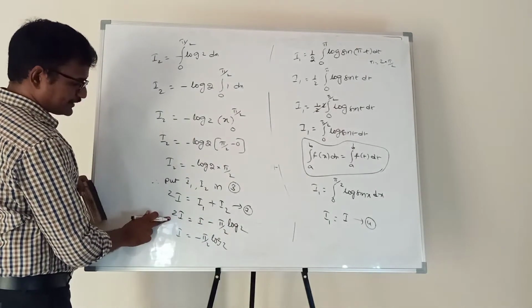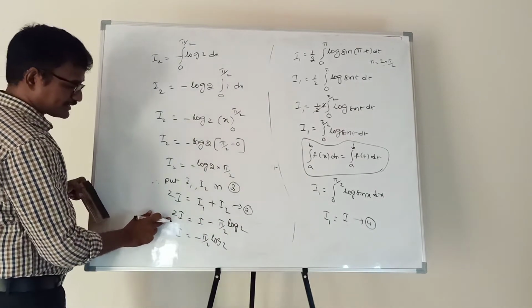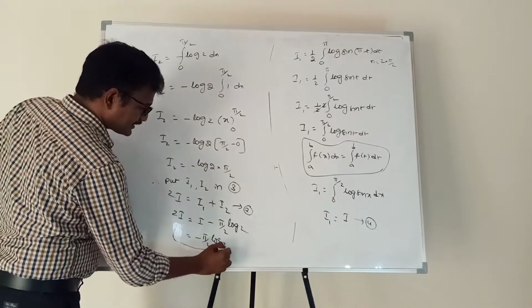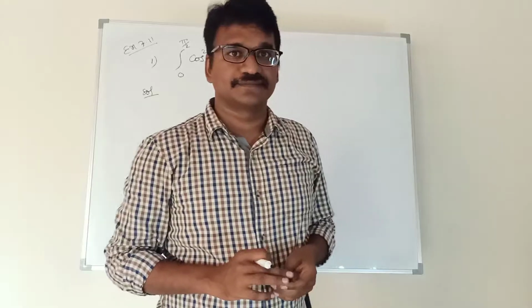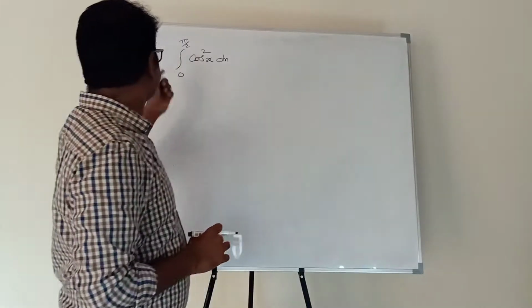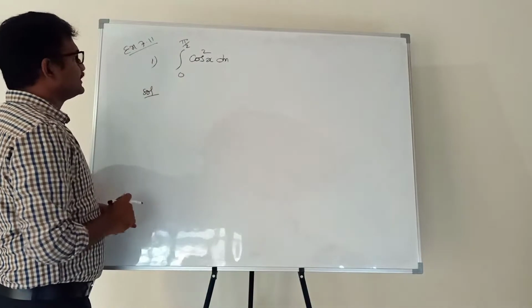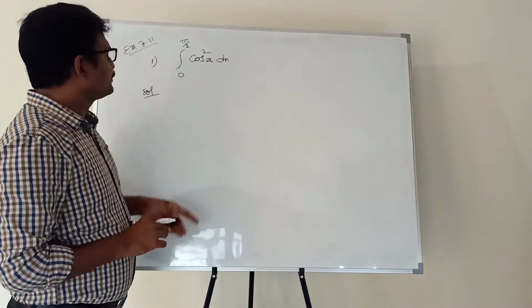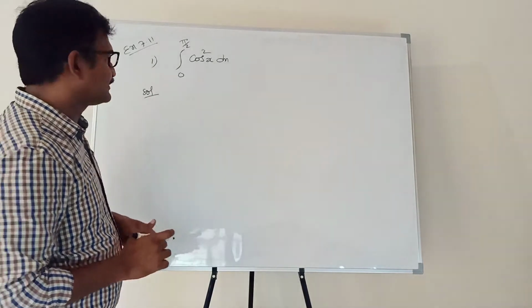So if I send plus I to the left hand side, I will get 2I minus I is I. I is equal to minus pi by 2 log 2. Next problem, exercise 7.11, first problem. Find the integral from 0 to pi by 2 of cos square x dx equal to how much?